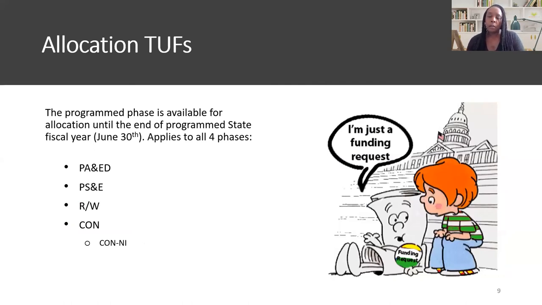So allocation timely use of funds. Allocations are simply a funding request. So when you're ready to request your funds based on your project's progress and having the necessary certifications completed, you'll request an allocation within the state fiscal year that the funds are programmed. And you have until the end of the program state fiscal year, which is June 30th, before you need to request your funds, or the funds will lapse and will no longer be available. This rule applies to all four project phases, along with CON and I for non-infrastructure and plan ATP projects.